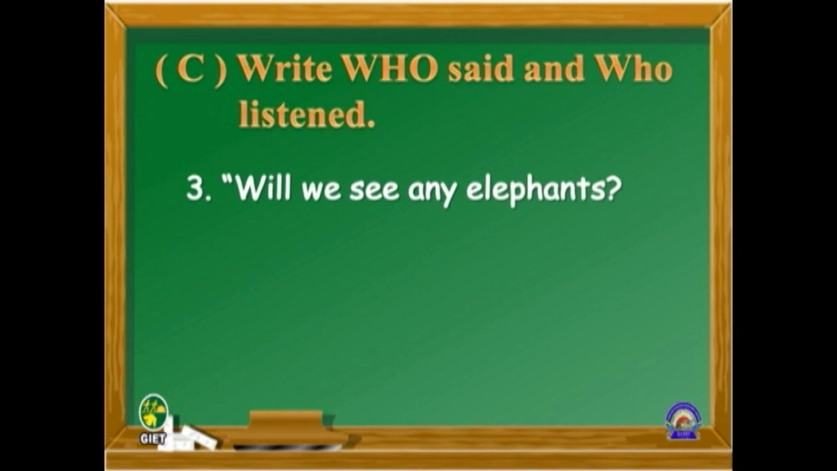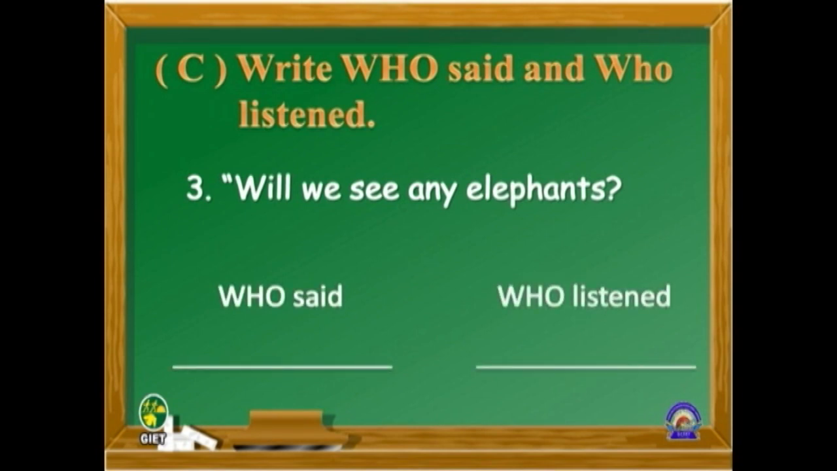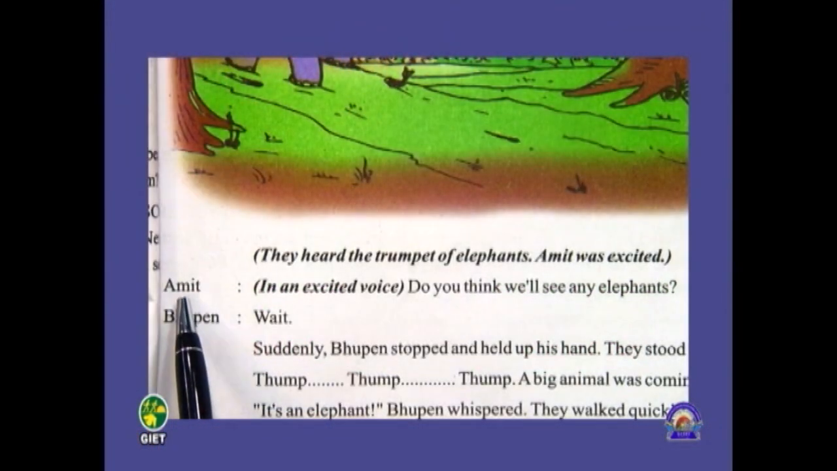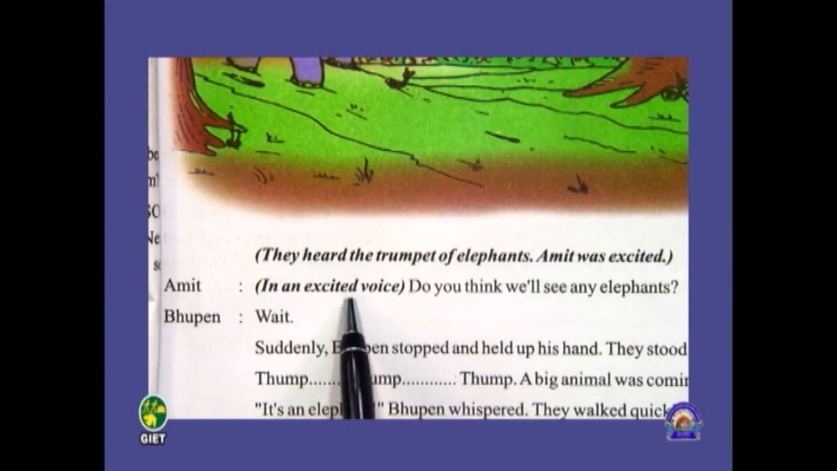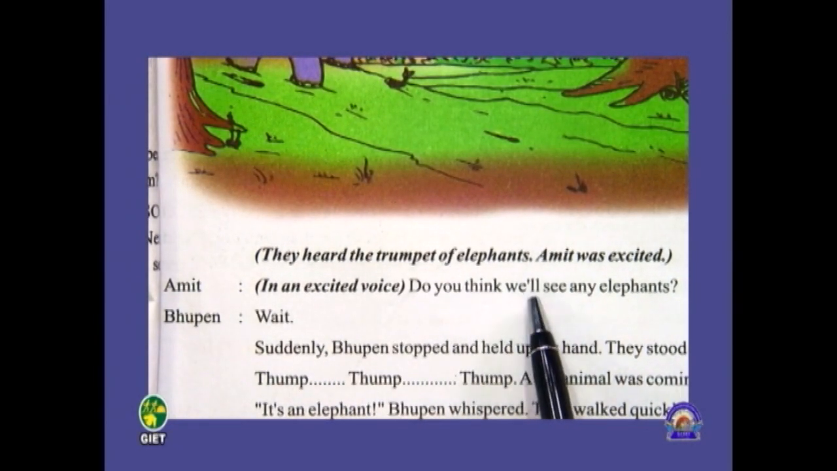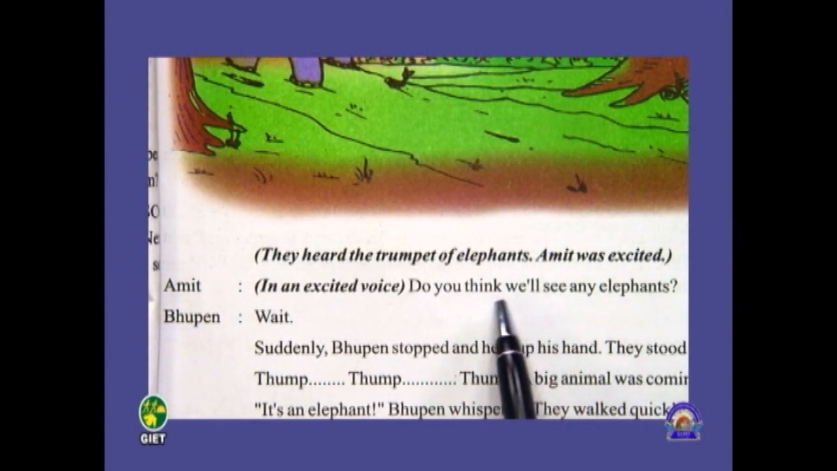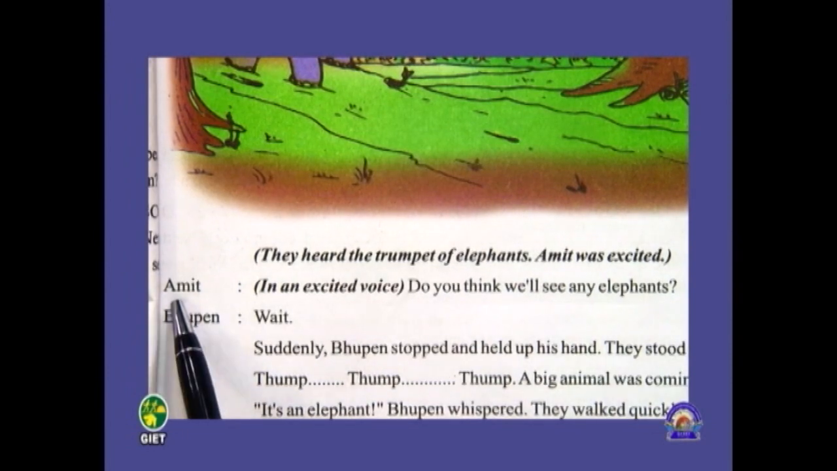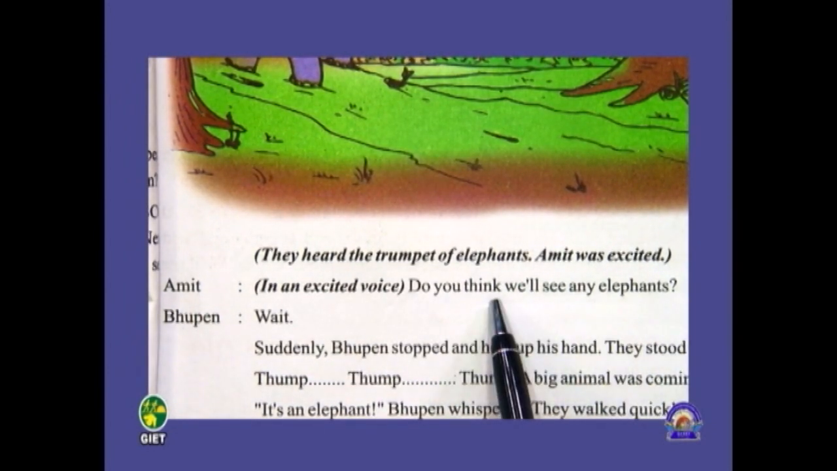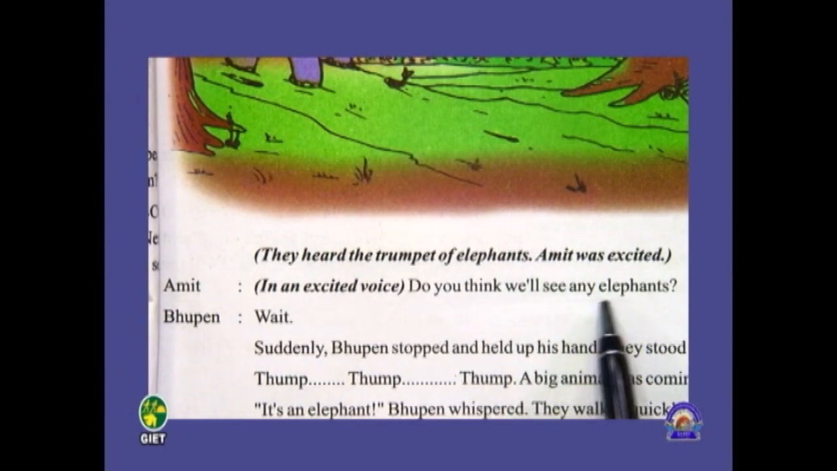Sentence 3. Will we see any elephants? Who said this sentence? And who listened? Yes, Amit said. And Bhupen listened. Let's check it in our textbook. See here. Amit said in an excited voice, do you think we will see any elephants? Yes, Amit said this sentence.